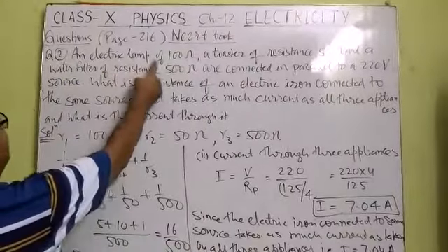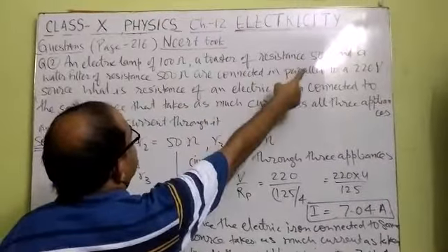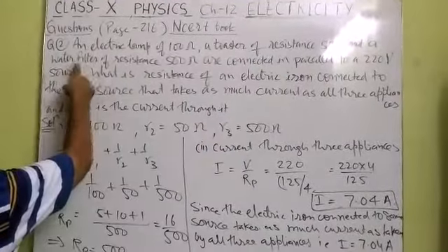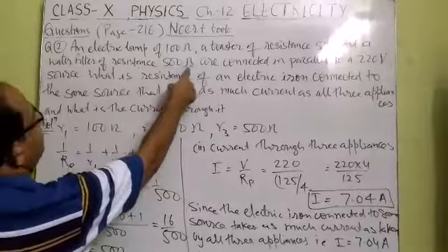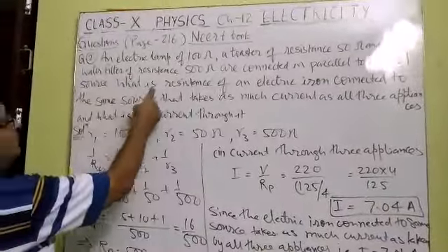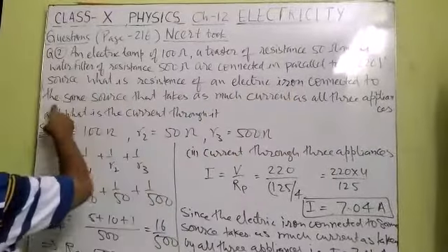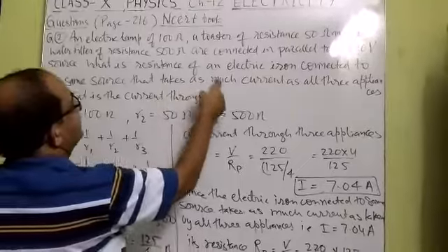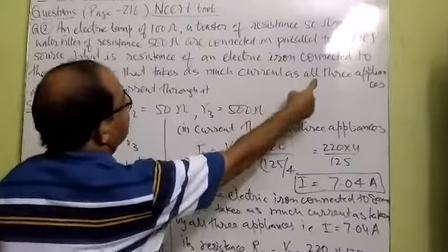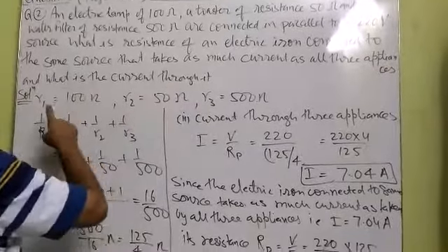An electric lamp of 100 ohm, a toaster of resistance 50 ohm and a water filter of resistance 500 ohm are connected in parallel to a 220 volt source. What is the resistance of an electric iron connected to the same source that takes as much current as all 3 appliances, and what is the current through it?